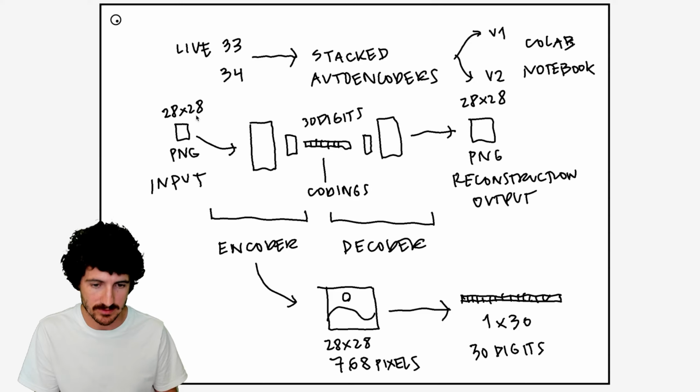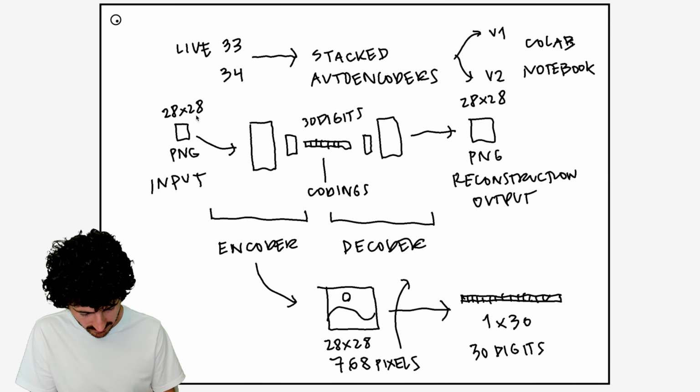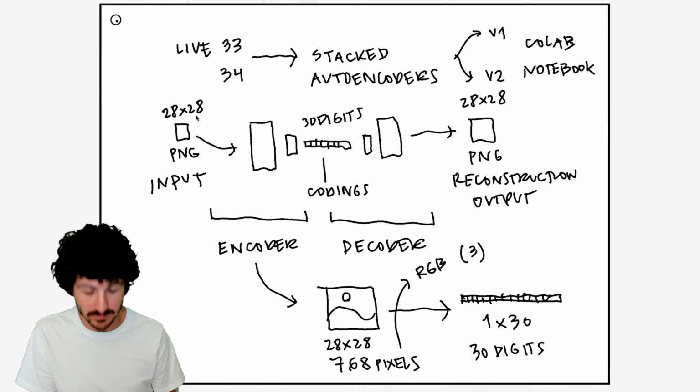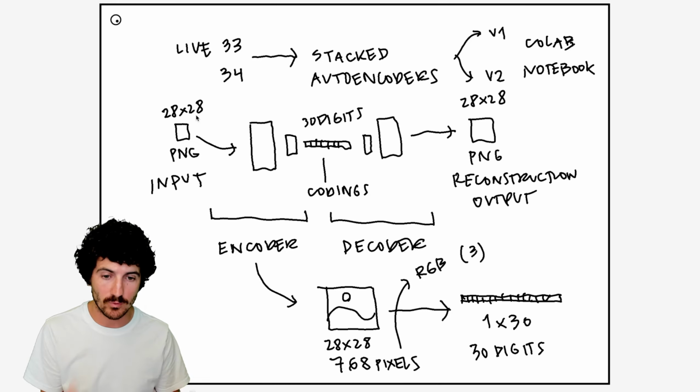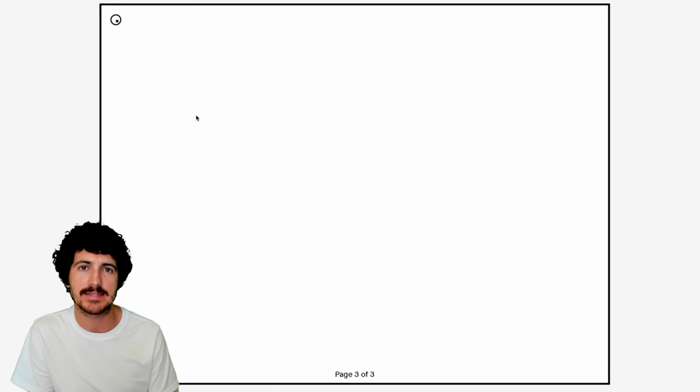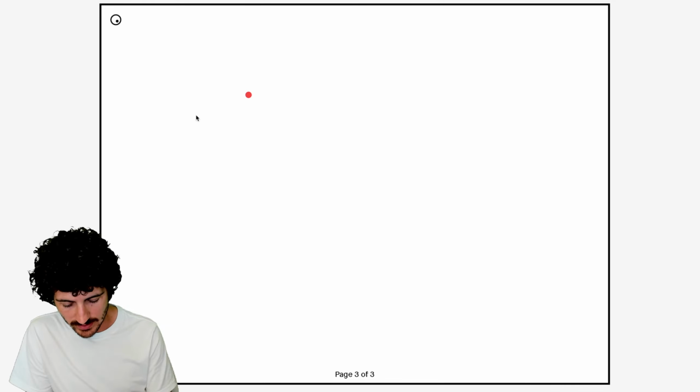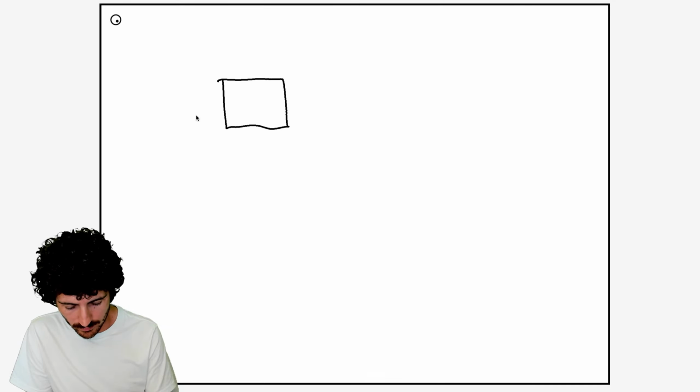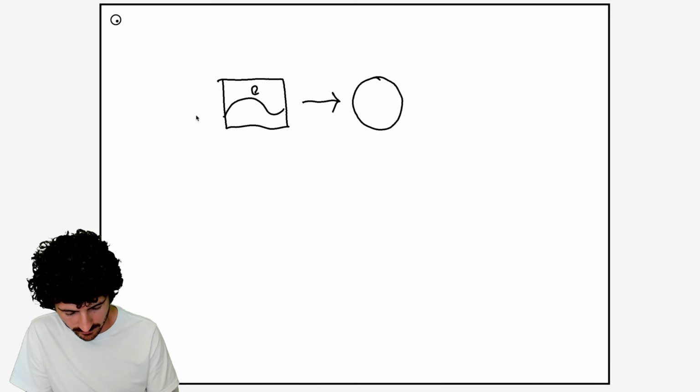It's just 30 digits. It's not pixels, because here actually we have RGB, so 3 channels for each of those pixels. All right, so I'm going to go to the next page now. What we're trying to do is get a network where we put an image, right? So we have our network here, which is a decoder.